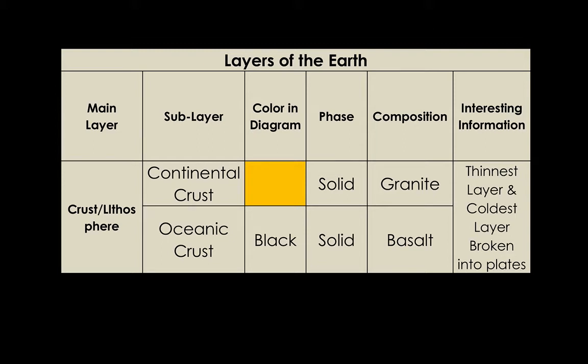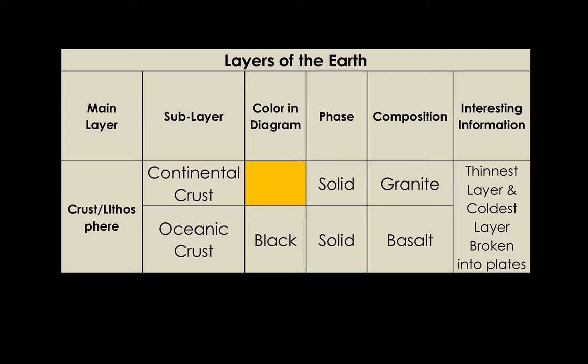Oceanic crust is just like it sounds like. It is the crust that is under the ocean. The phase of matter is solid, and the primary composition is basalt. Okay, some interesting information to add about the crust is that this is the thinnest layer. It's also the coldest layer.